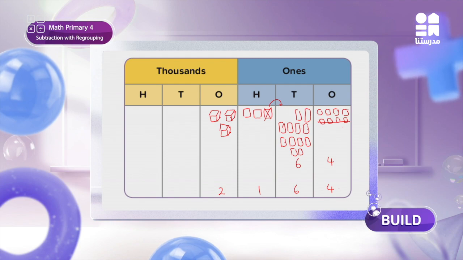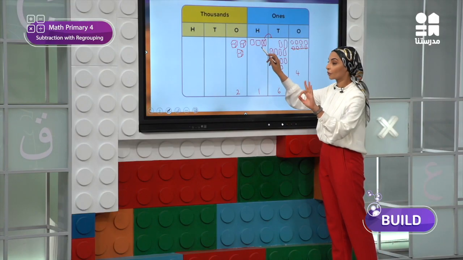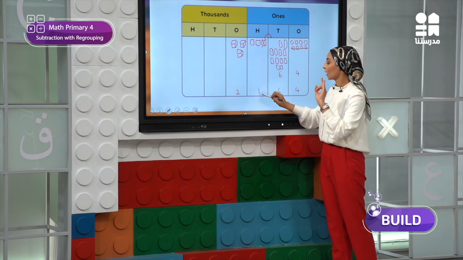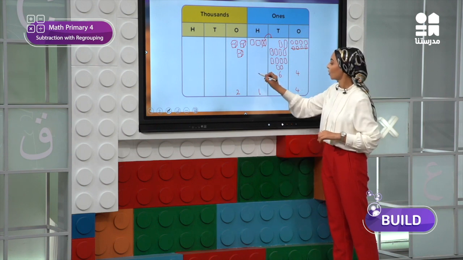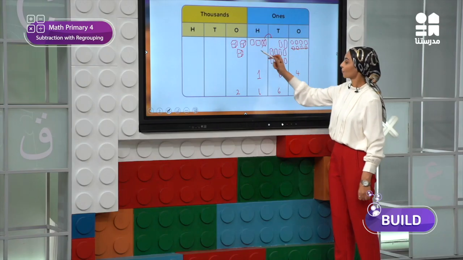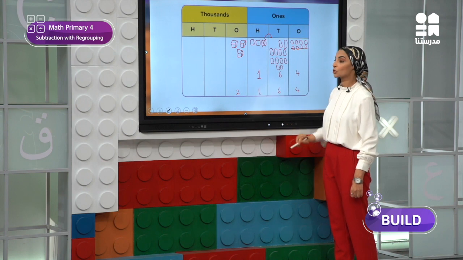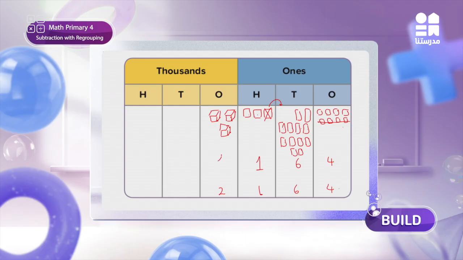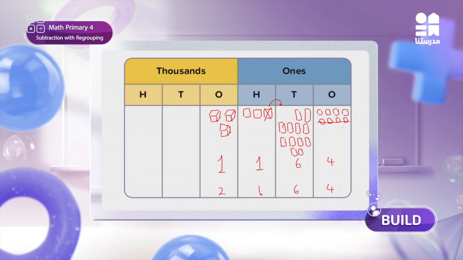What about the 100? Here I have 200 minus 100 gives me 100, right? And then what about the 1000? Yes, I have 3 minus 2, so I have only 1 in the 1000 place. So my answer now is 1164.